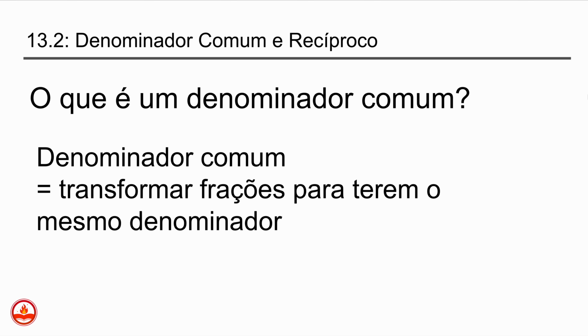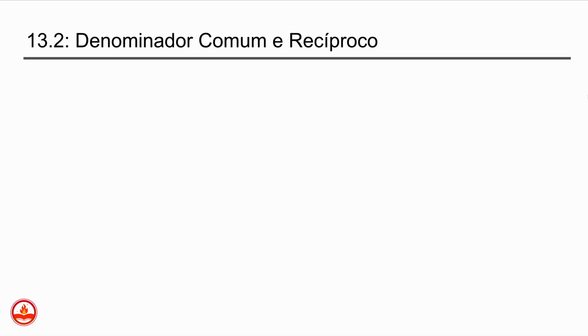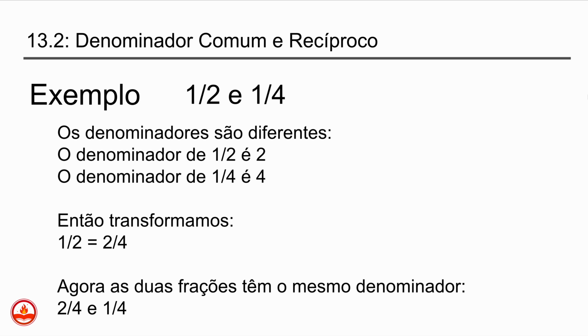A common denominator means changing fractions so that they have the same denominator. For example, 1/2 and 1/4. The denominators are different. One fraction has a denominator of 2. The other fraction has a denominator of 4. To make them easy to compare, we can change 1/2 into 2/4. Now both fractions have the same denominator.